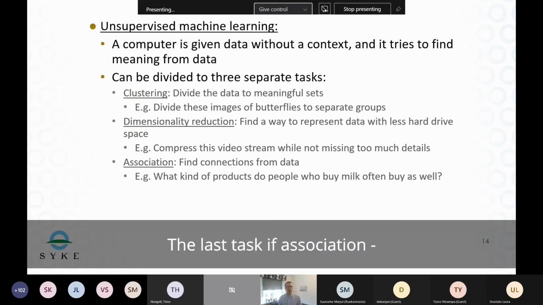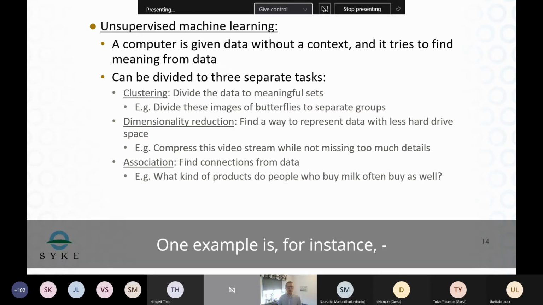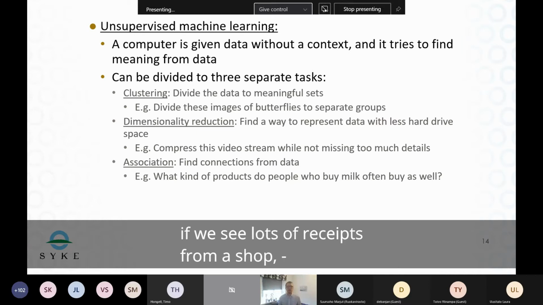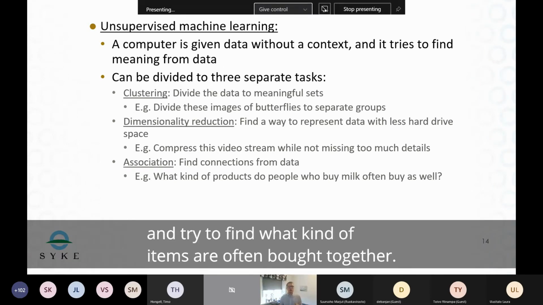And then the last task is association, where we try to find connections from data. One example is, for instance, if we see lots of receipts from a shop, then we can go through those all and try to find what kind of items are often bought together.